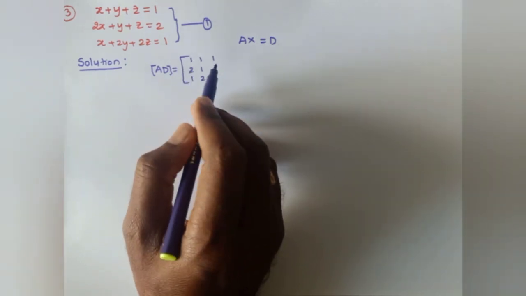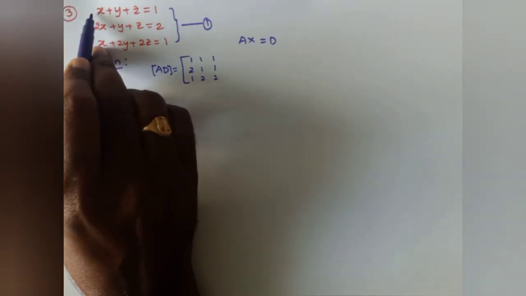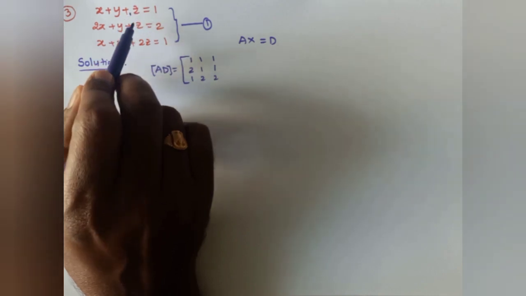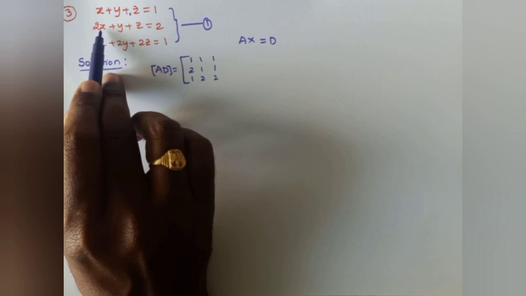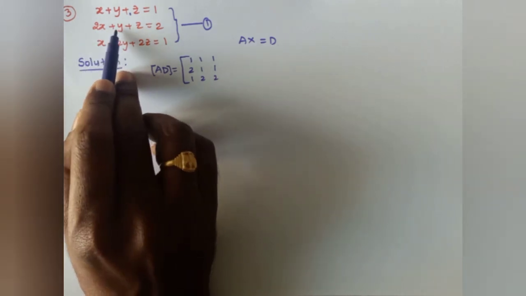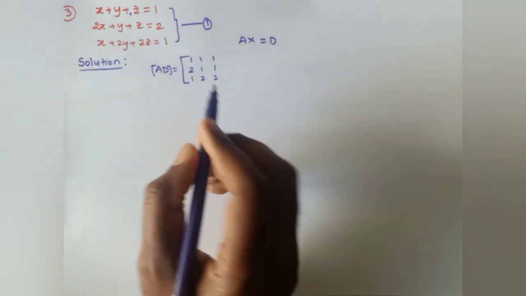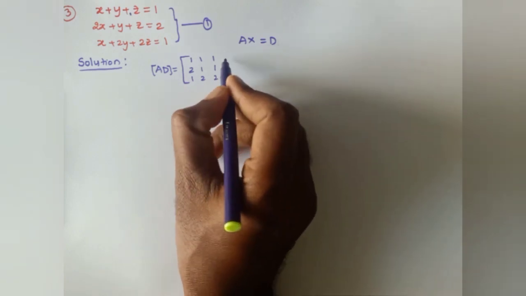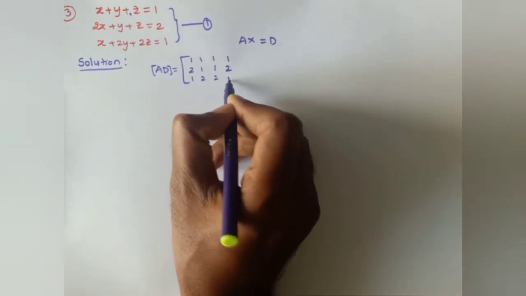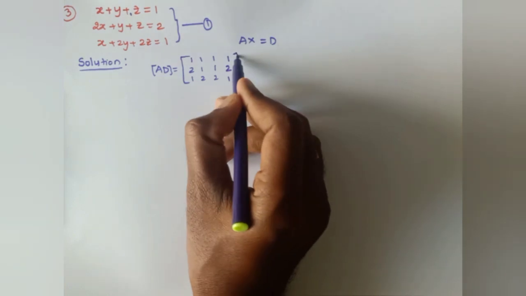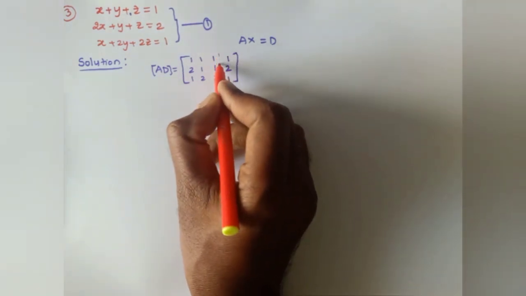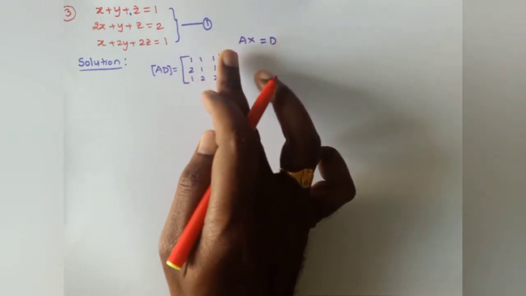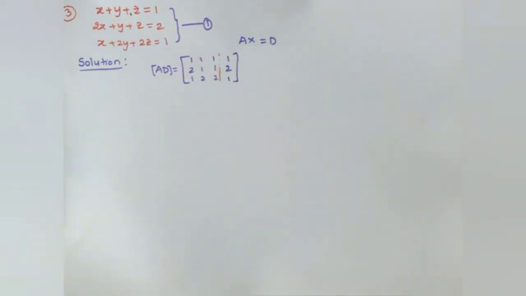Before x there is nothing, so that it is 1, before y it is 1, before z it is 1. Whereas in the second equation, before x there is 2, that is the coefficient, before y it is 1 and z is 1. And the next is 1, 2, 1. So this is our augmented matrix. Up to here this is A, and the whole thing is the augmented matrix.